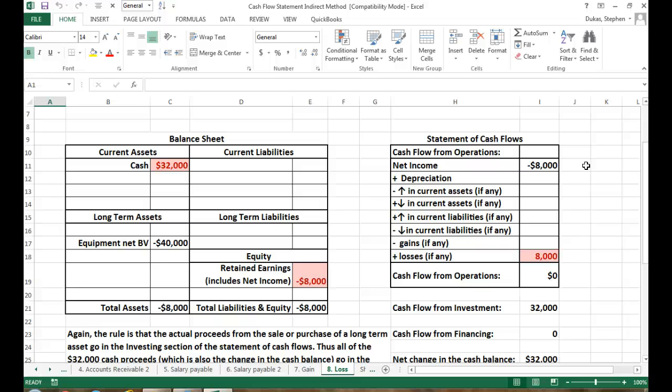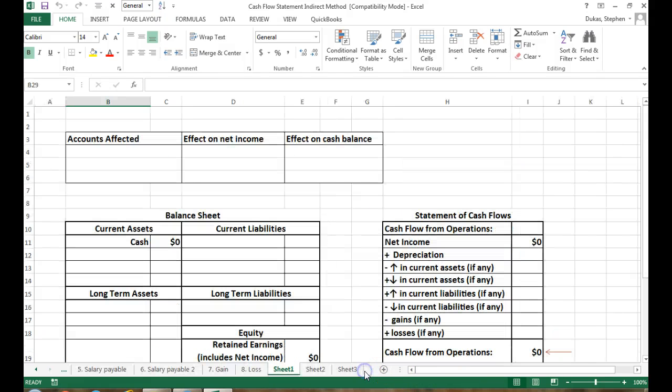If we left that in, the cash flow for investment would be $32,000 minus 8, or $24,000. That's incorrect. So we have to back this loss out of net income to get the true cash flow from operations, which is 0. And now all of the cash is in the correct place in the investment account, and we have the correct balance in the investment account.